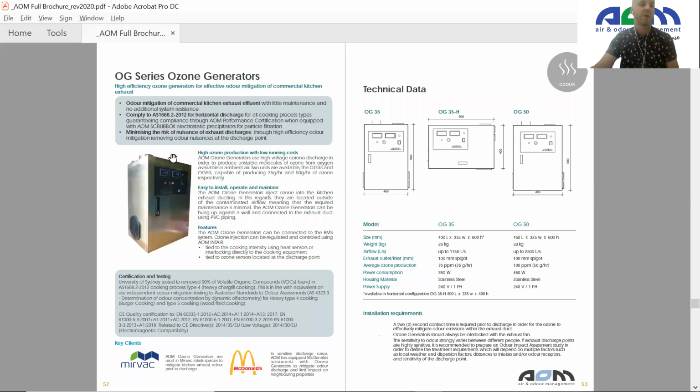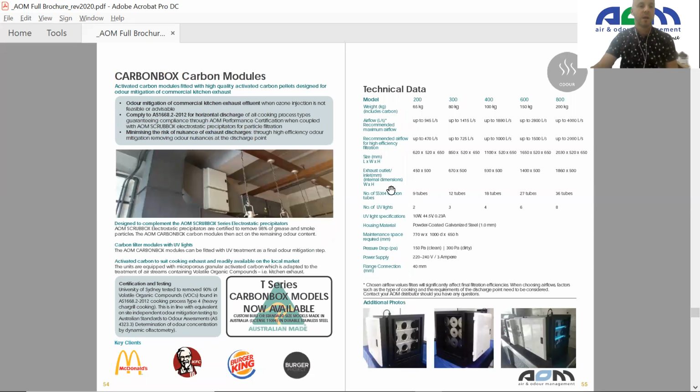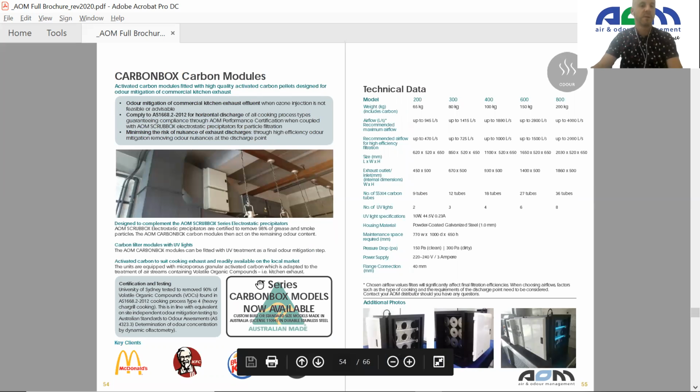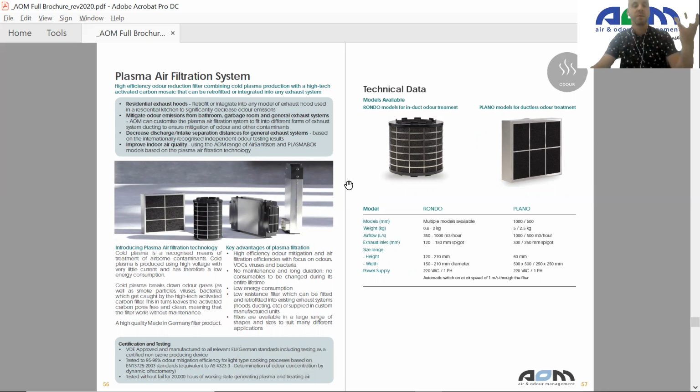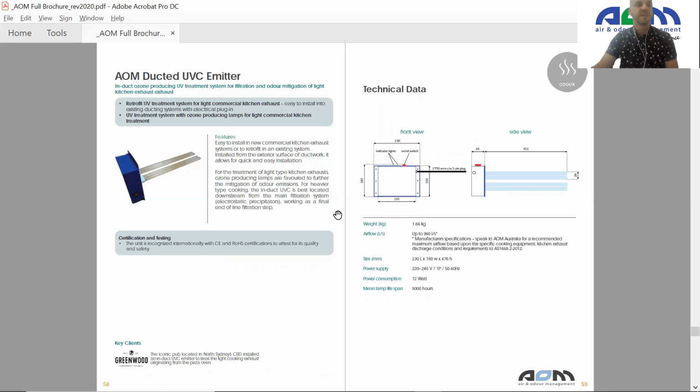Very quickly, a range of ozone generators and carbon box modules are also available now as Australian-made products. Our plasma air filtration systems can be sold as standalone filters as opposed to being built into exhaust hoods, or we can build these into filtration boxes as well. And the UVC ducted emitters as well.